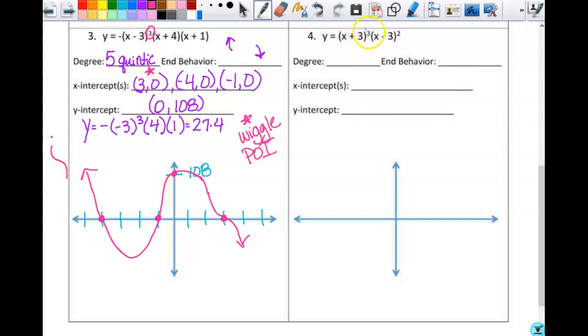All right, so the degree. This is 3 x's and this is 2 more, so this is 5. The degree is 5, which means, again, it is quintic.